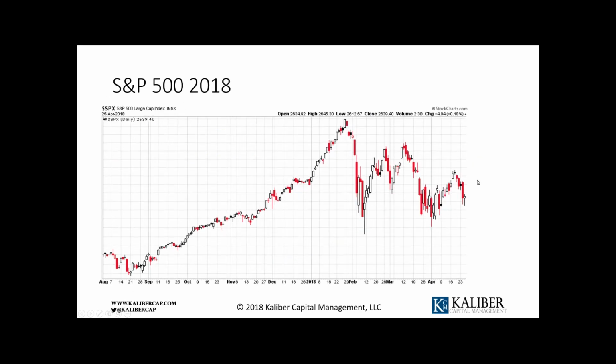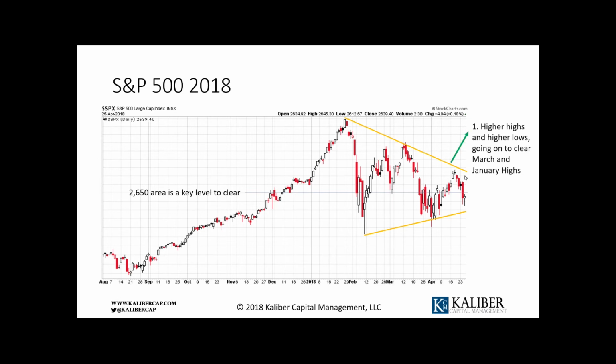Let's finish with our game plan, looking at the symmetrical triangle. What we would like to see is clearing this area of resistance at 2650. As of this morning on April the 26th, it looks like we may. If we can, there's a higher probability of breaking the upside of the triangle and going on to making higher highs. Our model scores improved yesterday, and we are comfortably maintaining all of our long positions.